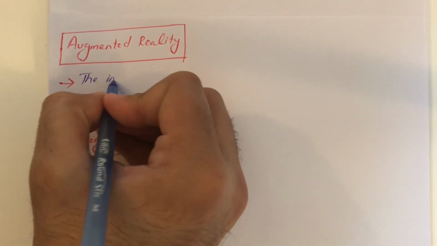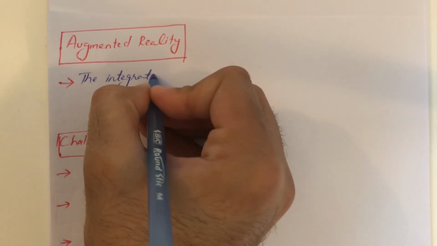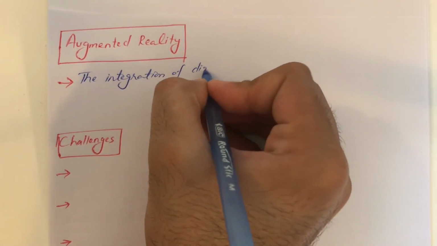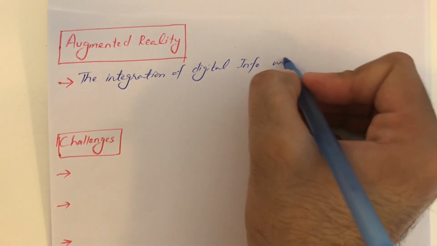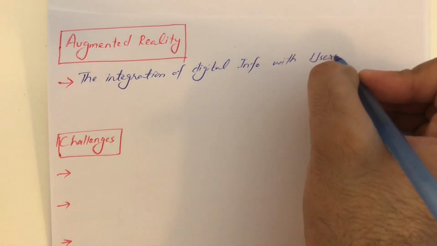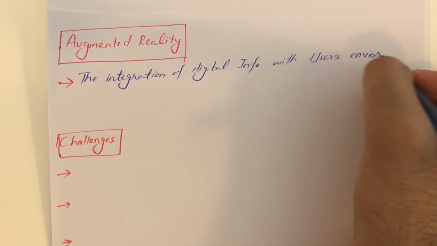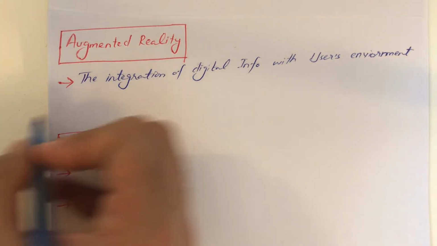A very closely related thing is augmented reality. Augmented reality is not a complete virtual environment, but it's the integration of digital information within the user's real-world environment. In fact, that's what augmented reality is. So augmented reality is the integration of digital information with the user's environment in real time.